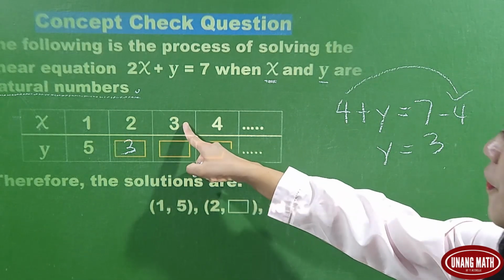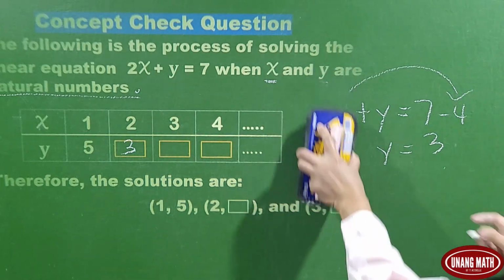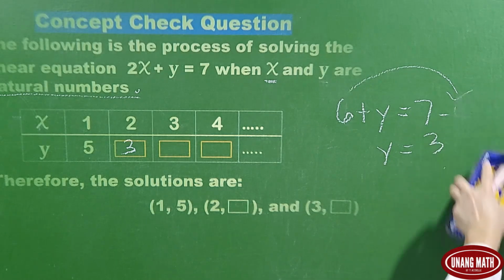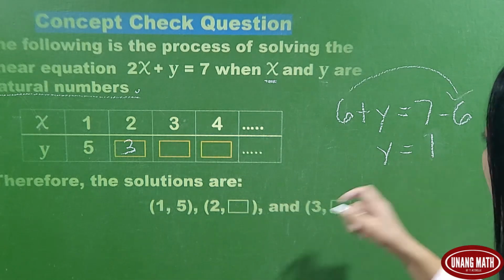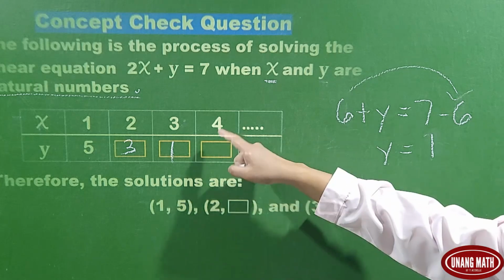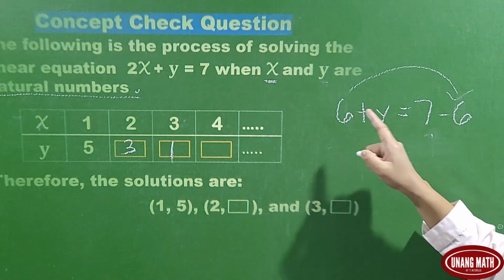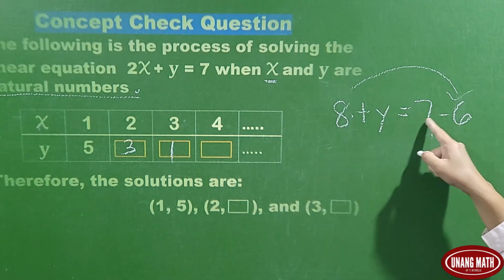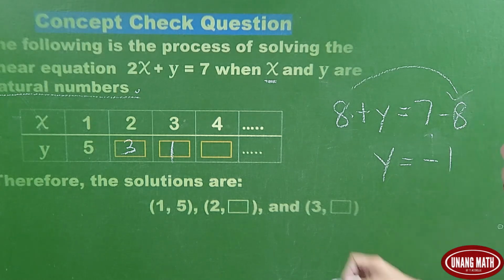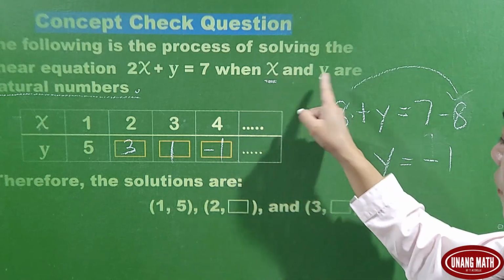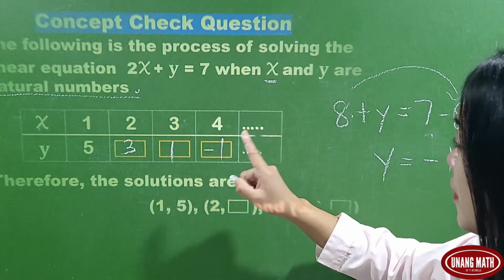What about if x is 3? 2 times 3 is 6. So 7 minus 6 is equal to 1. So if x is 3, then y is 1. How about if x is 4? 2 times 4 is 8. So 7 minus 8 is equal to negative 1. Take note, x and y must be natural numbers according to this question. So negative 1 is not a natural number.